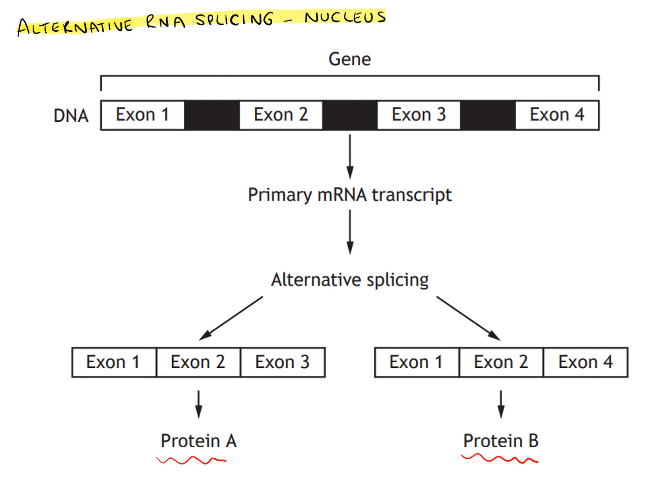And this is completely dependent on what exons we retained. So for protein A, we've got 1, 2 and 3. We didn't retain exon 4. Whereas in protein B, we've got 1, 2 and 4. We didn't retain exon 3. So this is really advantageous for our cell, as it means we can make many different proteins from one single gene, depending on what exons we retain.